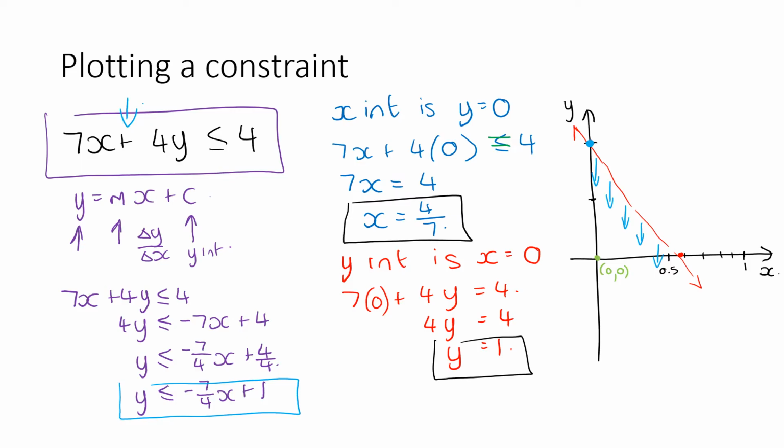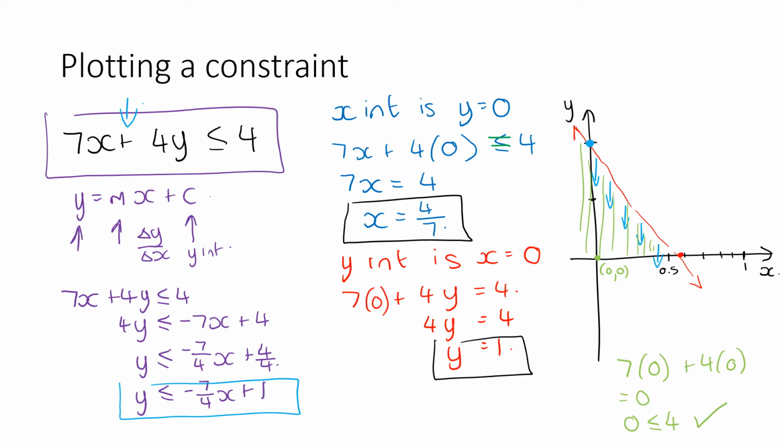And then I put it into my constraint. So I say, okay, 7 times 0 plus 4 times 0 is equal to 0. Is 0 less than or equal to 4? Yes, it is. And therefore, it's everything on this side of the line.